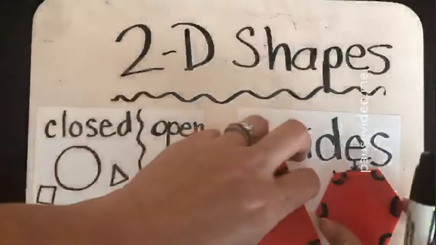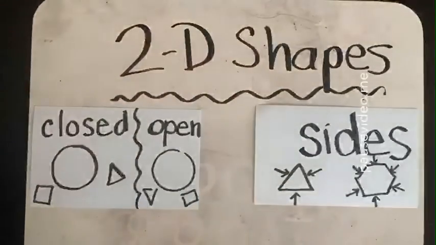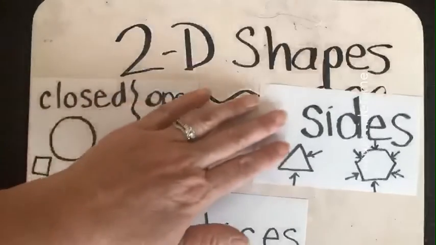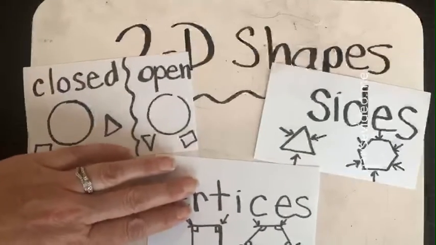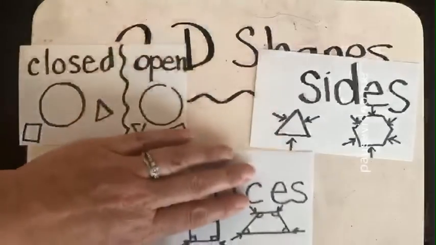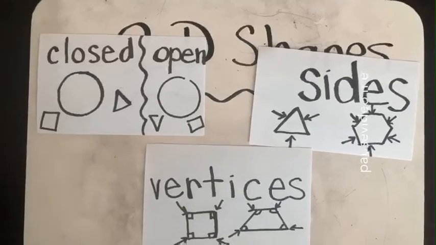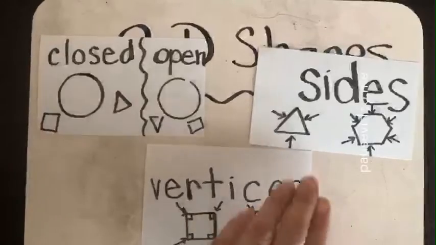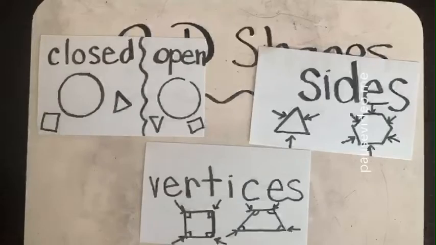Okay, so we talked about sides, we talked about being closed or open, and then the last one we're going to talk about is called vertices. I'm going to scoot these up a little bit so you can see all of them. Vertices are just like the corners. Like I'm on a table right now. I have all my stuff on a table. The table has a corner. That's the part where you bump into it and you're like, ow, that kind of hurts. That's called a vertex if it's one. If there's more than one, we call it vertices.